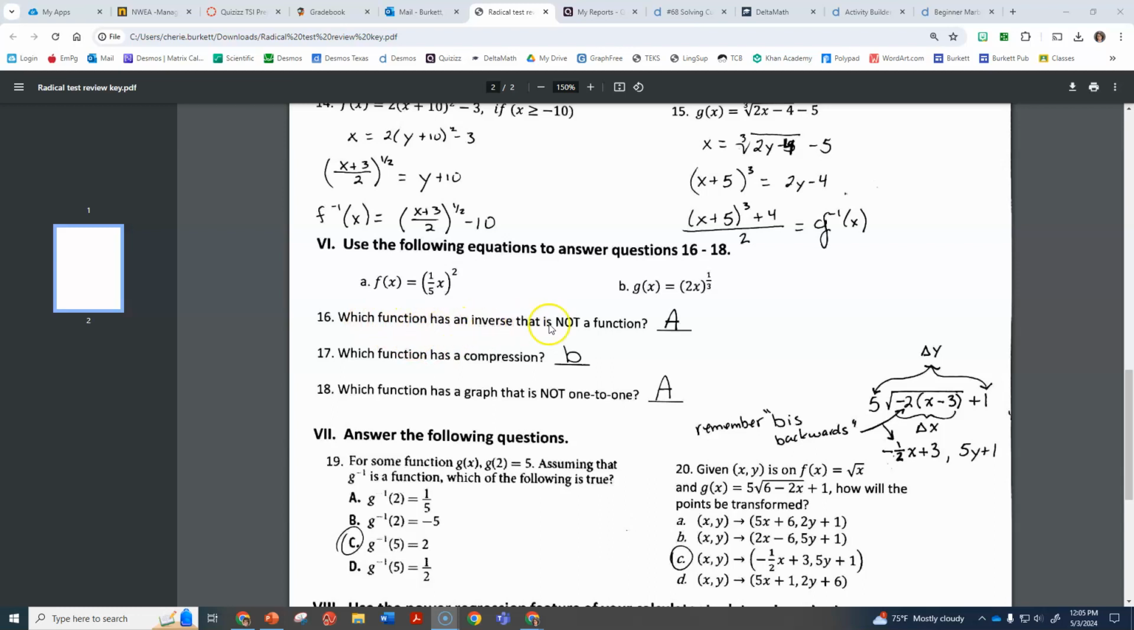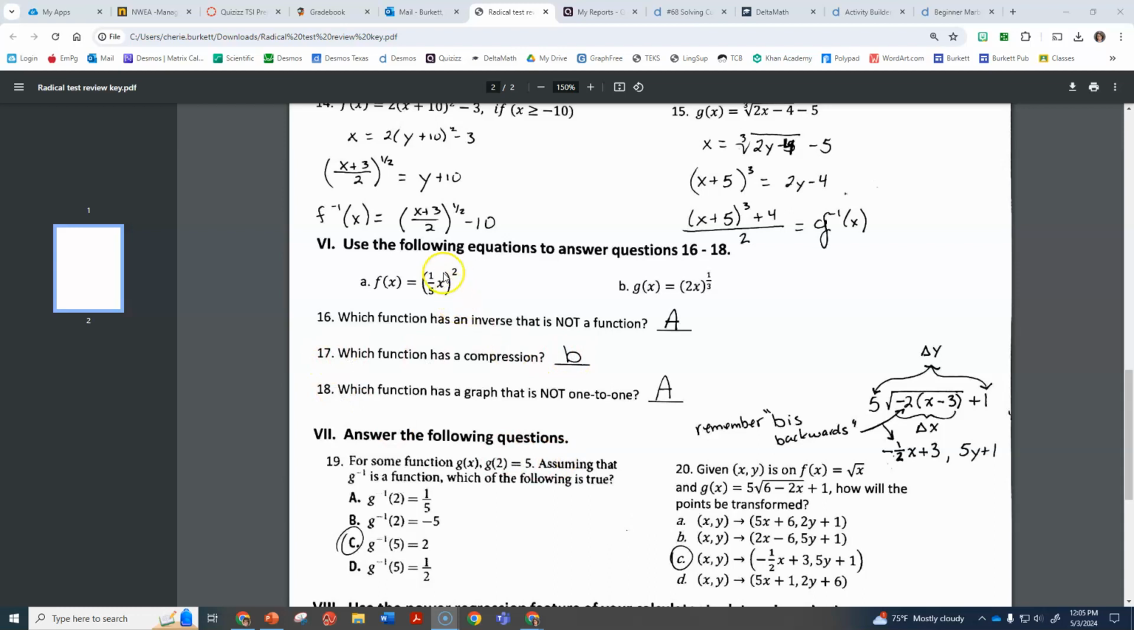Which function has an inverse that's not a function? Remember, quadratic is the shape of a parabola, like the shape of a U. So if we reflect it, it's a sideways U. A sideways U is not a function. So it has an inverse, but the inverse is not a function. So that's part A. And it also means, this is the same question, which one is not one-to-one? One-to-one means that the function and its inverse are both functions. So if we have an inverse that's not a function, then that means it's not one-to-one.